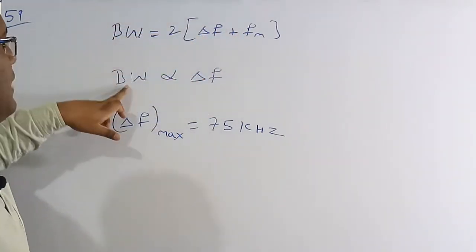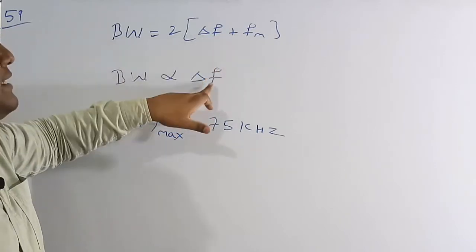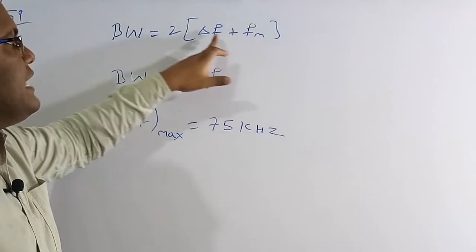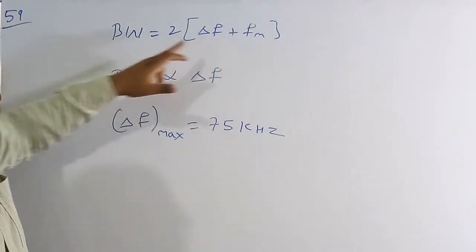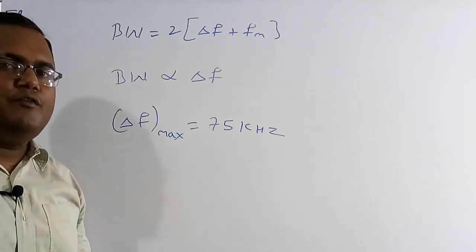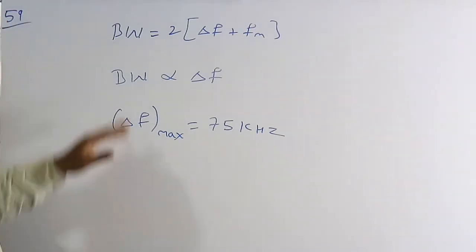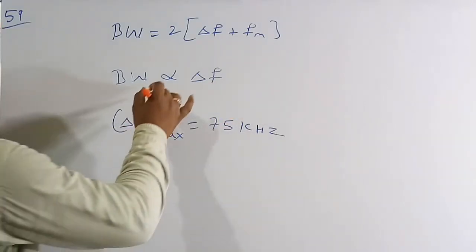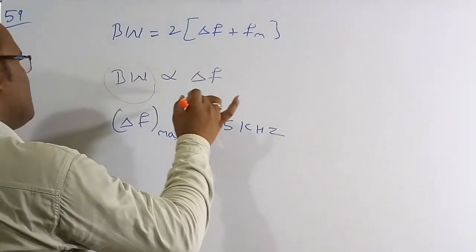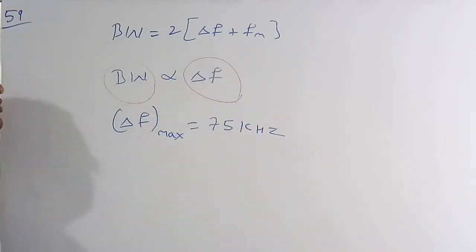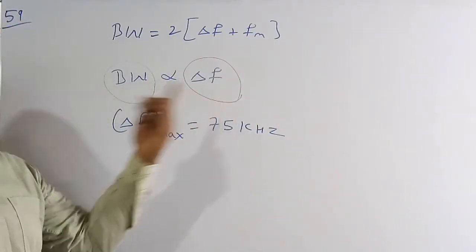So therefore the bandwidth is directly proportional to the delta F. Here fm is called the message signal frequency or the modulating frequency, and delta F is called the frequency deviation, and this bandwidth is called the practical bandwidth for the FM wave, which is given by Carson. So there is a limit for the bandwidth in the Carson, and therefore we can conclude that there is also a limit for the delta F, the frequency deviation.